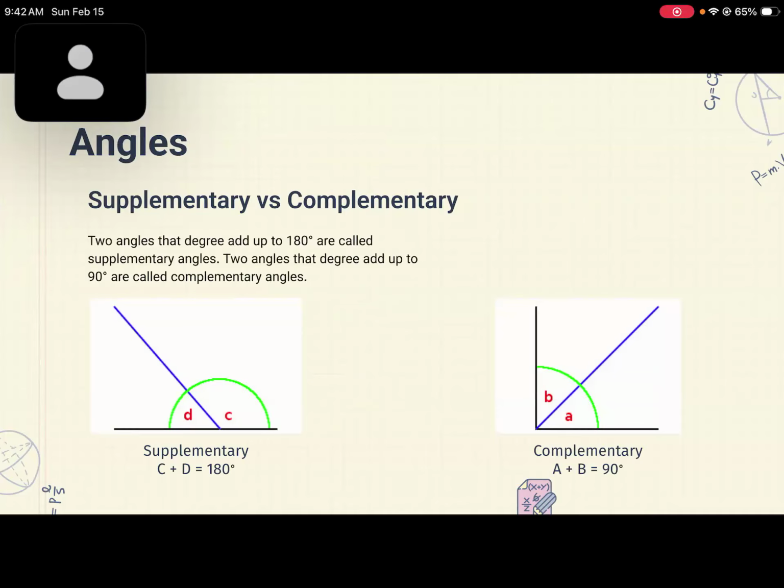And then just to review, supplementary angles are two angles that add up to 180 degrees, and complementary angles are two angles that add up to 90 degrees.